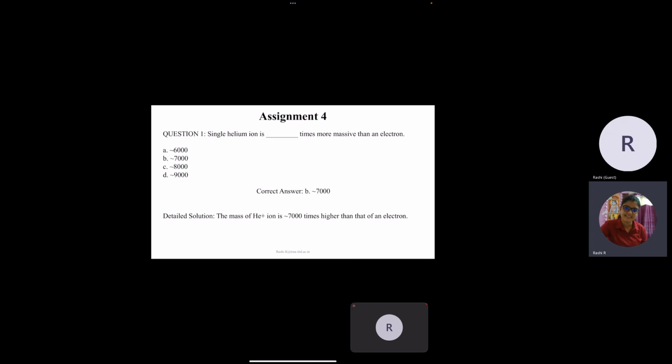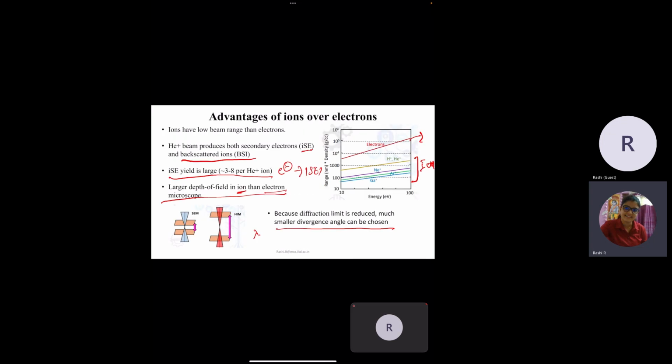Okay. So this is a revision that we have done till now. If you have any doubts, you can ask. I'll be happy to explain further. Else, we will go to solving the problems right now.